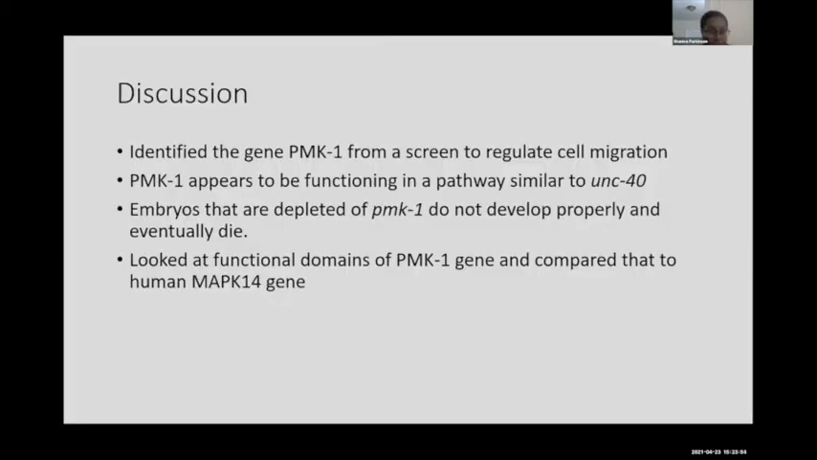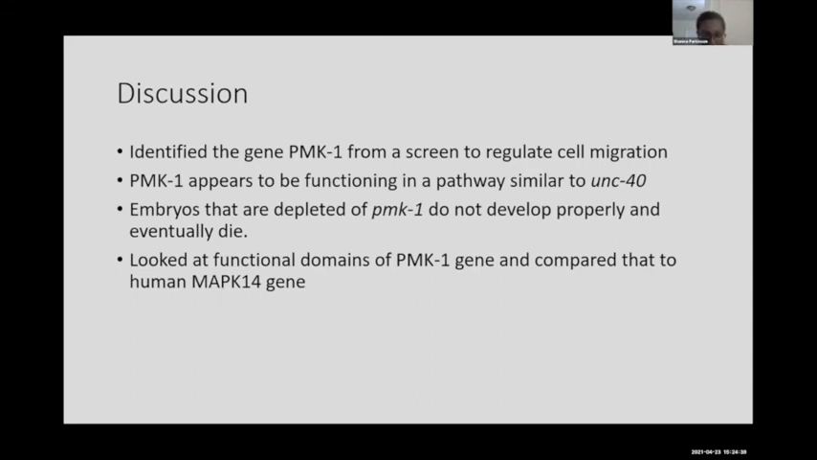So to reiterate the results I found from my research: we first used an RNAi screen to find the gene PMK1, and it potentially plays a role in cell migration. The second thing was that we figured out that it may be functioning in a similar pathway as one of the axonal guidance receptors, 40. We also realized that embryos that lose PMK1 do not develop properly, and they're instead flattened, as shown in the figure, and they eventually die. We got numbers such as, as I said, 20% of the time the embryos died.